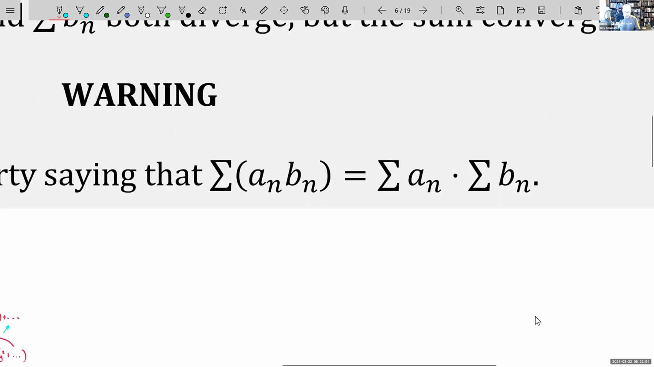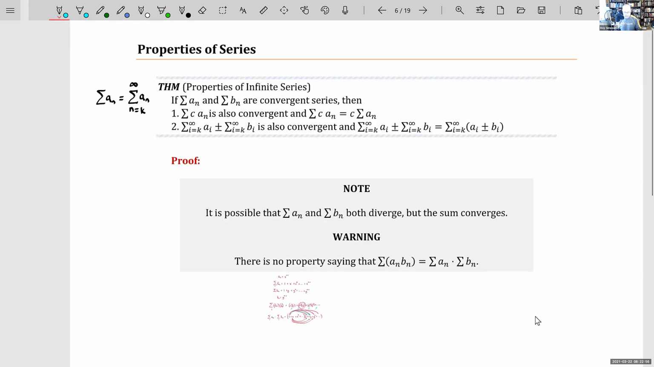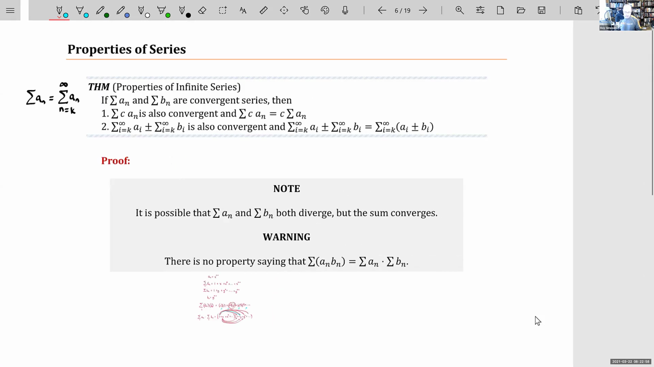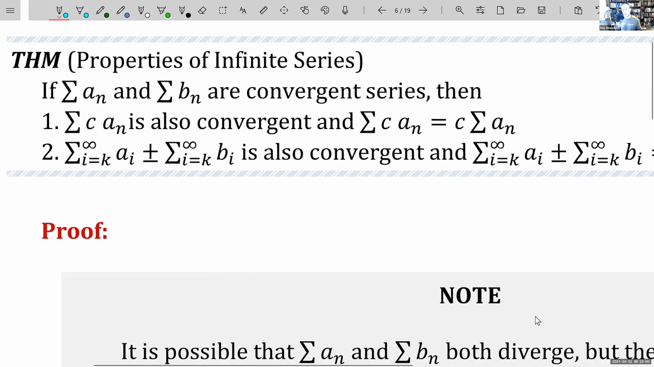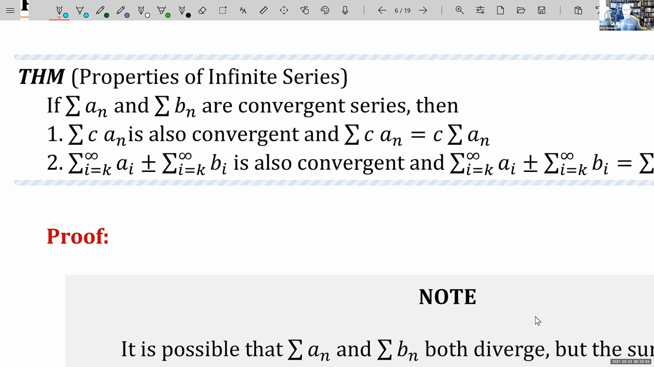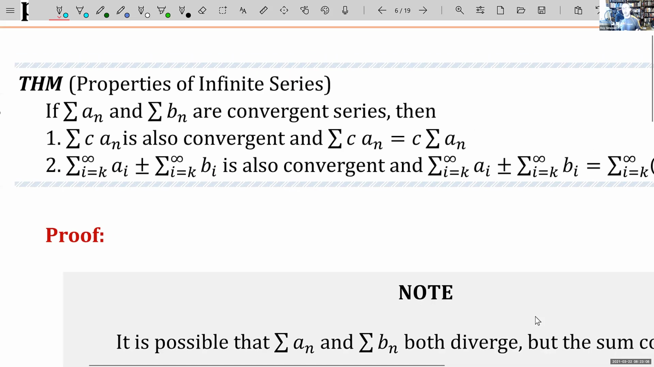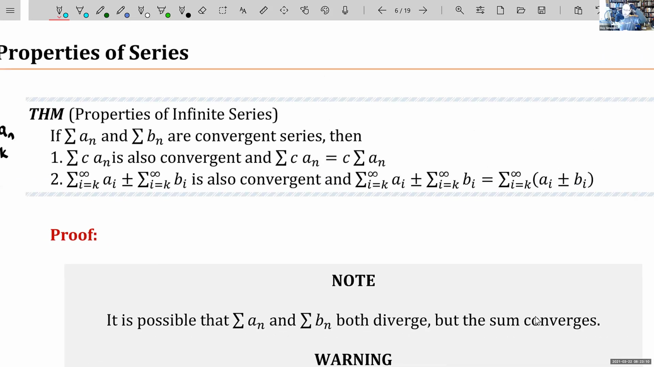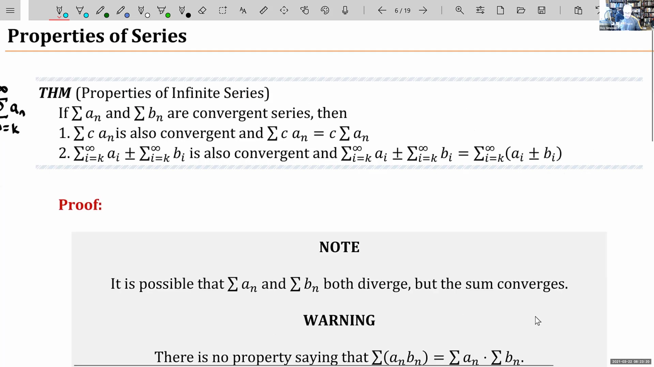So the only properties you can play with for right now are these two properties right here: if there's a constant multiple, you can factor it out. And if you have two series that are adding, or subtracting I should say, you can glue them together. That's it. But multiplication, division, there's no theorems for that. We cannot do anything with those. That's usually pretty heavy. A lot of people have a hard time with that.